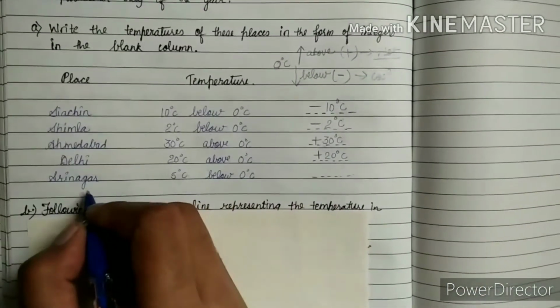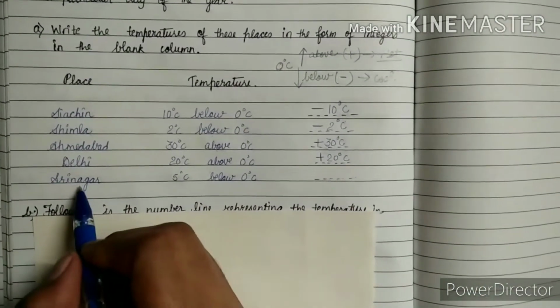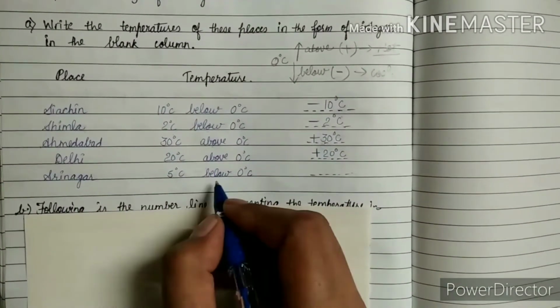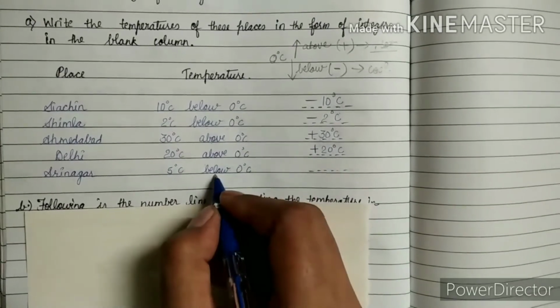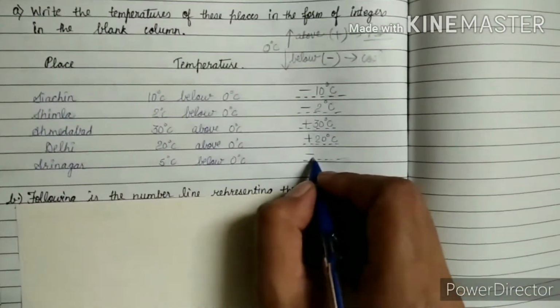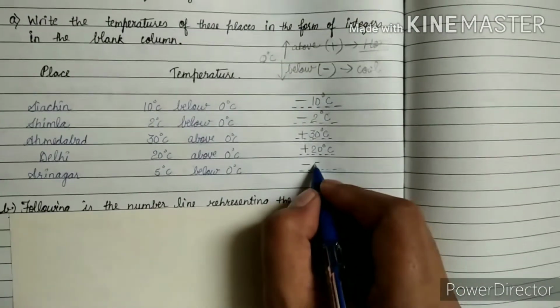And the last is Srinagar. Srinagar is having the temperature of 5 degrees Celsius below 0 degrees Celsius. Below means minus. Okay, and so minus 5 degrees Celsius.